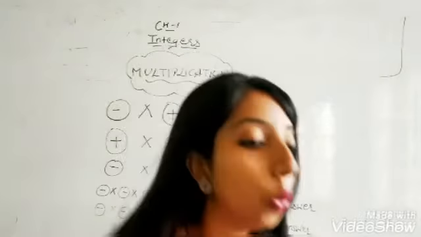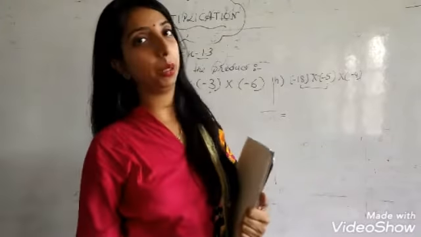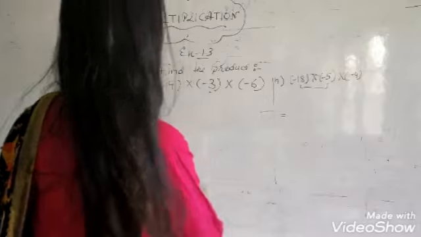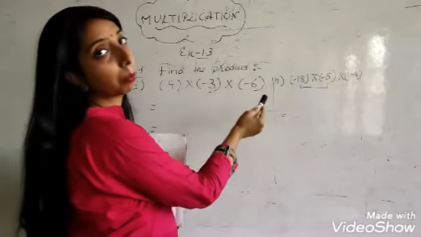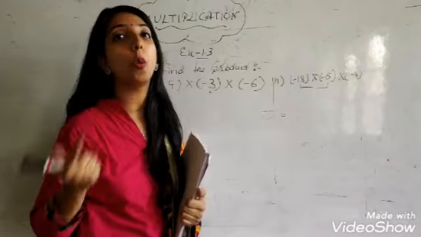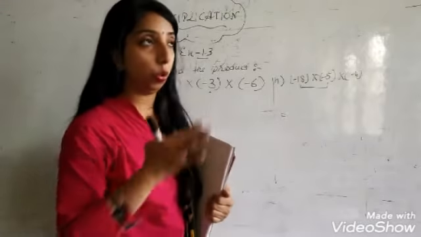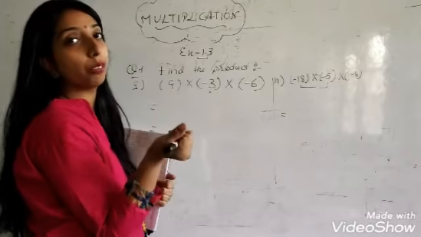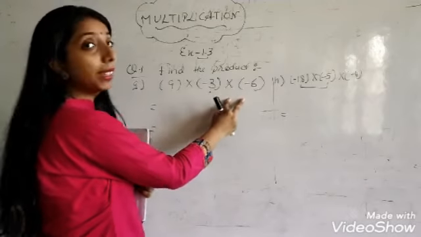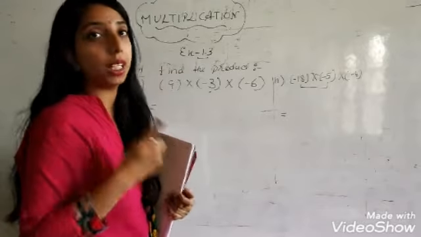Yes. Now we are going to start exercise 1.3, question number 1, find the product. I am starting with part G. In this, 9 multiply minus 3 multiply minus 6. Class, as the commutative property says, you can multiply the numbers in any order. It doesn't mean that if I am multiplying these two numbers first, you also have to do this. You can also multiply 9 and 6 first. It's totally up to you.